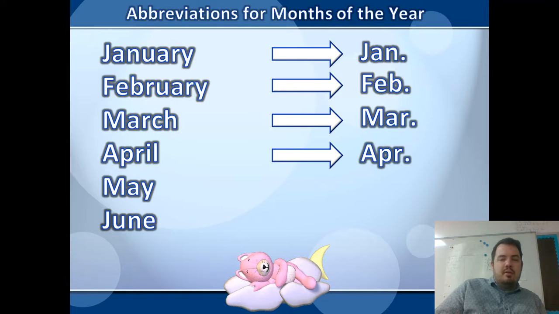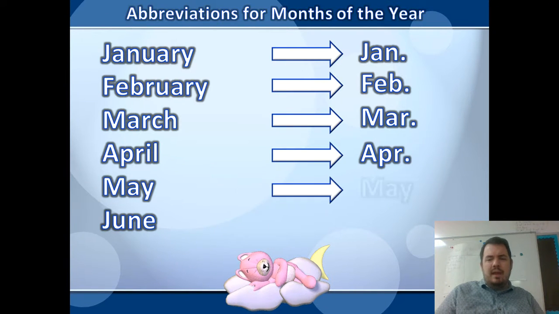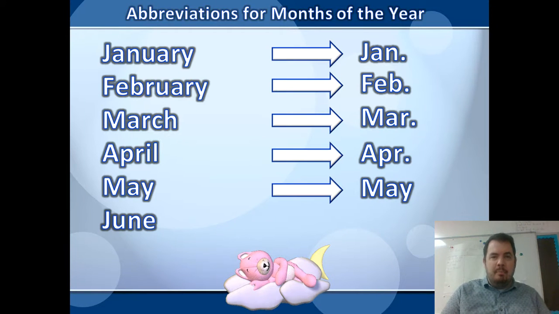April is APR period. Now May is only 3 letters and it's only one syllable. With May, we don't shorten it at all. There is no abbreviation for May. May just stays May. Kind of weird that way.